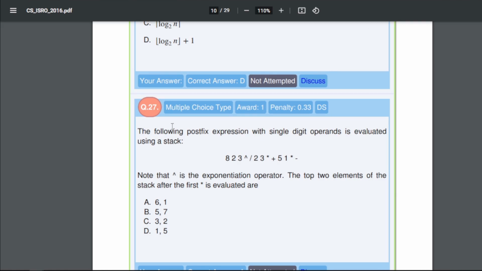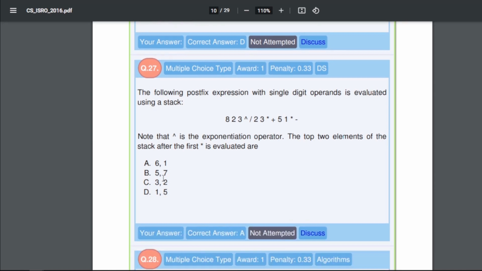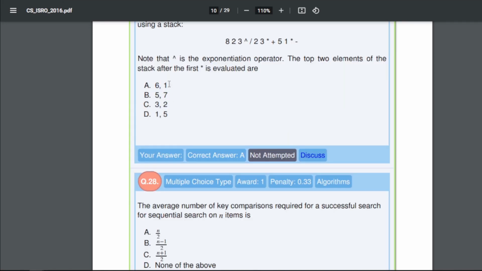Now question number 27 is: the following postfix expression with single digit operands is evaluated using a stack, right? Note that this symbol is the exponential operator. The top 2 elements of the stack after the first asterisk is evaluated are what? If you solve this particular question you will get the answer as A, that is 6, 1, right? You can make a stack and do it manually, and if you have already done this, hope you remember how you got that answer. Okay, so 6, 1 will be the answer.